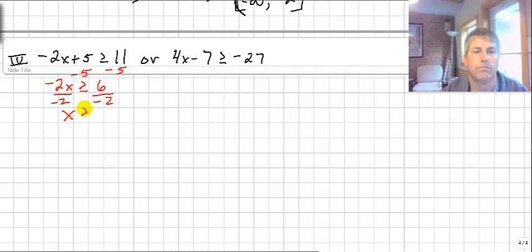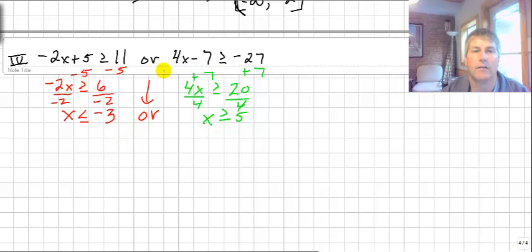We get x is, almost got me on that one. Change the direction of the inequality. X is less than or equal to, we divided by a negative, negative 3. Or, bring that baby down, and add 7 to both sides on our problem on the right. So solving our inequality on the right, I get 4x is greater than or equal to 20. Divide by 4. And I get x is greater than or equal to 5.